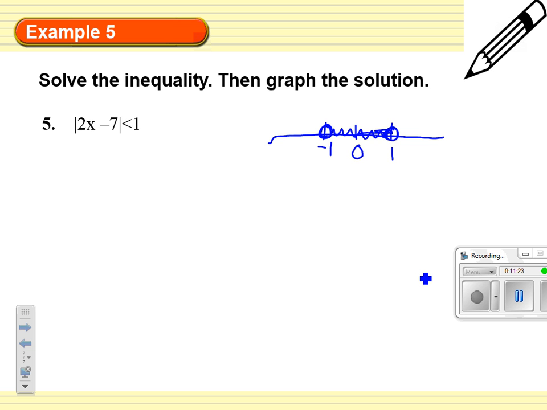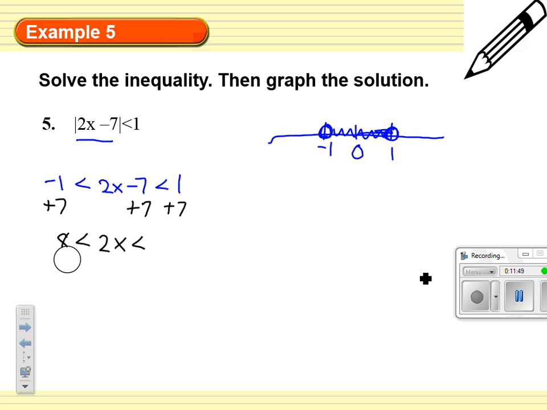So when I write this inequality, it's going to be an in-between inequality. So I take my expression, 2x minus 7, and it'll be less than 1, but it'll be greater than negative 1. And I write it as a compound inequality, together. And then I will go ahead and solve this by adding 7 to both sides. 6 is less than 2x, which is less than 8. Divide all sides by 2. 3 is less than x, which is less than 4. And so my solutions are between 3 and 4, not including 3 and 4.